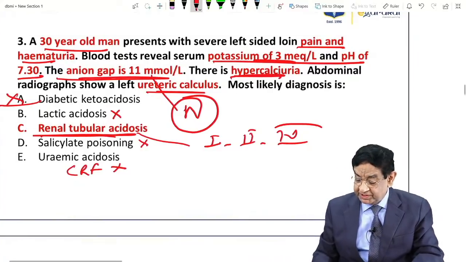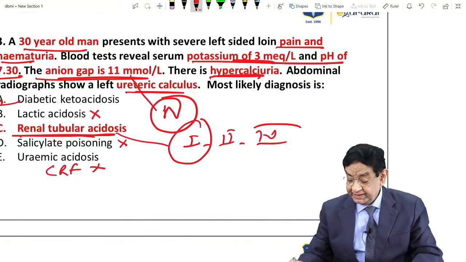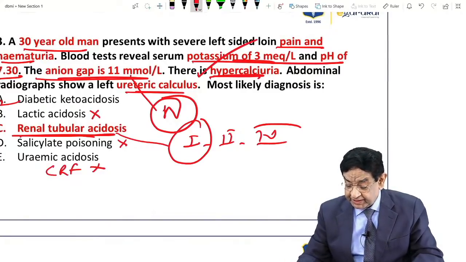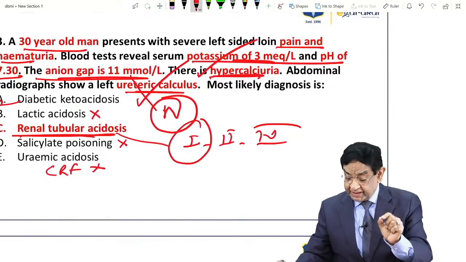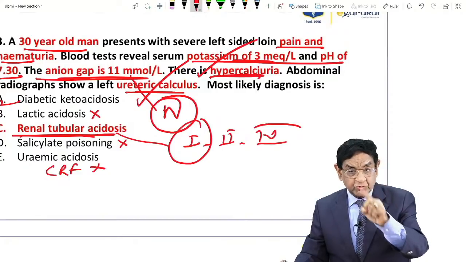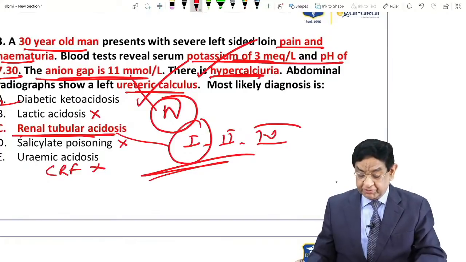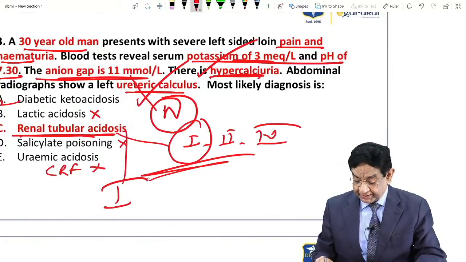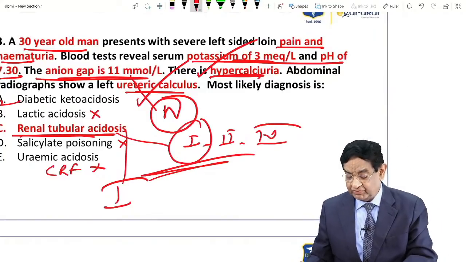Well, the answer is what? Type 1 RTA. He has hypercalciuria and ureteric calculi. Remember, hypercalciuria occurs in type 2 also, type 1 also, but renal stone formation occurs only in type 1. So this is renal tubular acidosis type 1. This you could answer because your basic concepts are very clear.